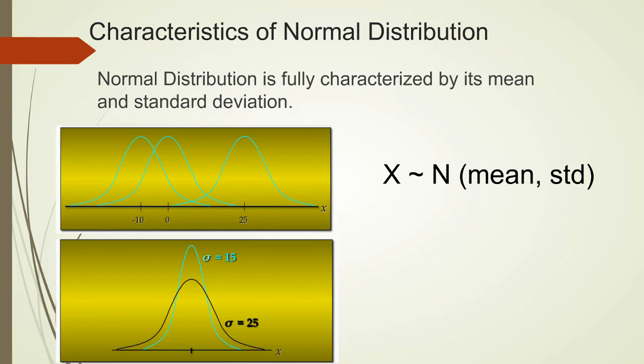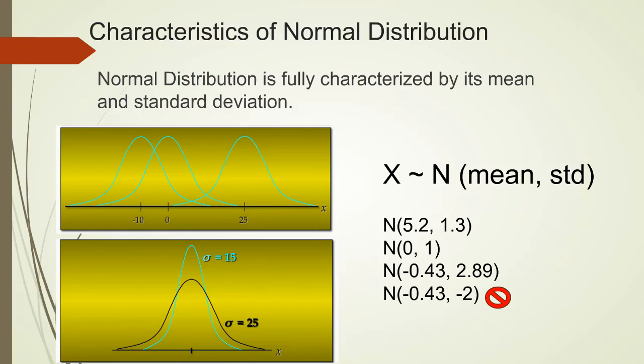To specify a particular normal distribution, we usually write it this way. X here refers to the variable of interest we are analyzing. It could be some machine measurements or annual salaries. The squiggle sign means follows a certain distribution. N stands for normal.